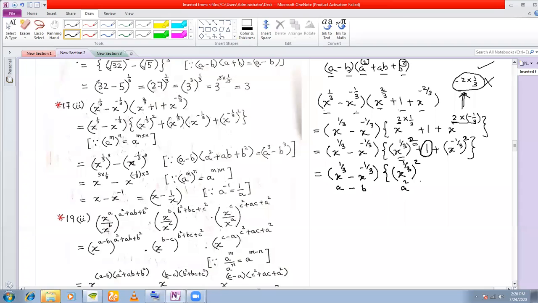This is my a square. And this is my b square. So let me check whether this term is ab. What is a here? A is x to the power of 1/3. And b is x to the power of minus 1/3. Now what is the product of these two?